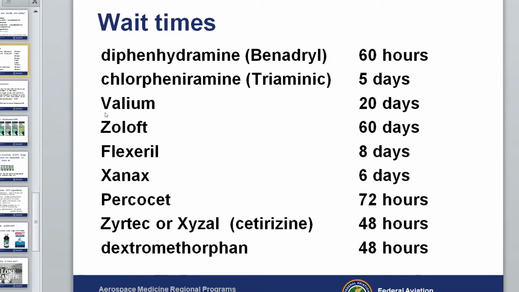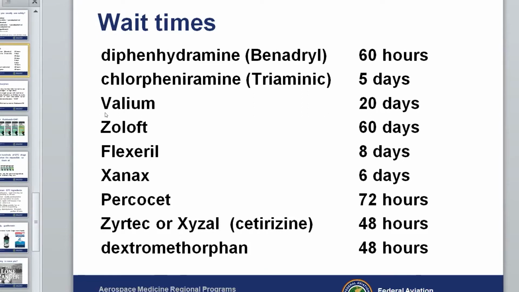Percocet, which is, I don't know, a narcotic, 72 hours. Zyrtec, an antihistamine, readily available, 48 hours. So dextromethorphan, DM. Dextromethorphan is in Robitussin, which I think they may have taken out of Robitussin because it was abused so much. But that's a mild narcotic. And if you take that as a cough suppressant, 48 hours. So a lot of these things can screw you up.